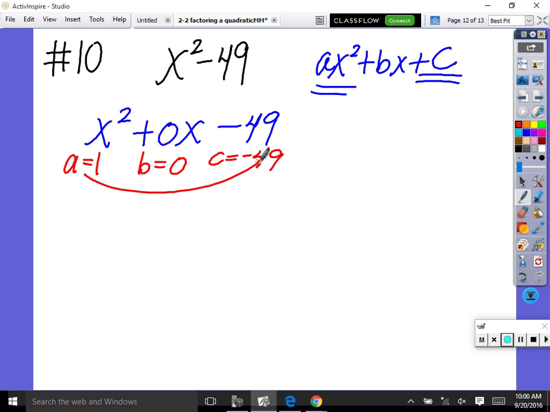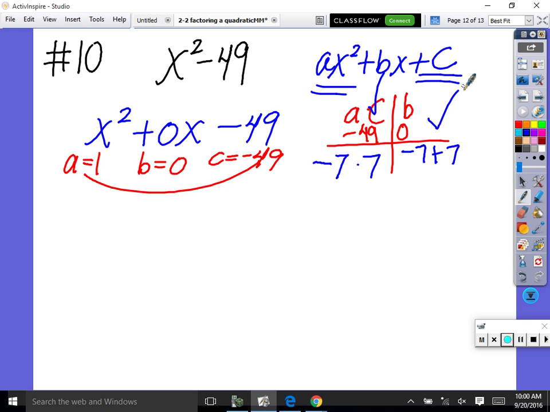So we do what multiplies to be a times c, which is negative 49, and adds up to be b, which is 0. Factors of 49: 7 times 7, and 1 times 49, correct? So isn't it going to be 7 and 7 that could potentially add up to be 0? But one of them would have to be negative. So let's check it. Is negative 7 times positive 7 negative 49? And then is negative 7 plus 7 0? Okay, so those are our factors.